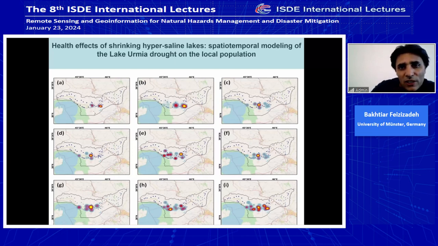We could access this data, and also collect other data on the number of patients and their addresses, meaning the locations where they live. As you can see here, in different years, 2012, 2014, 15, 16, and up to 2020, the number of people with increased blood pressure is very clear evidence. The number of patients has increased, and that was very challenging.